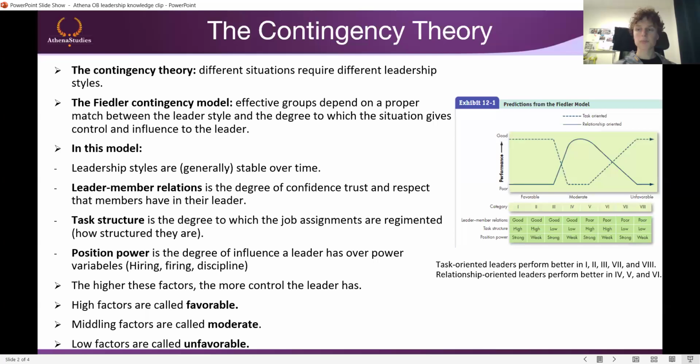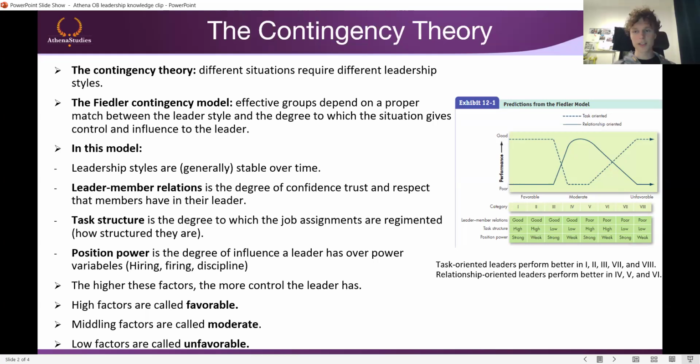And then lastly, we have the factor of position power, which is the degree of influence a leader has over power variables in a group. And power variables are things like hiring people, firing people, disciplining people, or, for instance, giving raises or promotions.